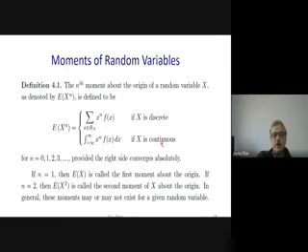And in the continuous case, instead of summation, it will be an integration from minus infinity to infinity. As you see, if n is equal to 1, then E of x is called the first moment about the origin, and it is nothing but the expectation or the mean. And for n equal to 2, E of x square is called the second moment of x, and so on.